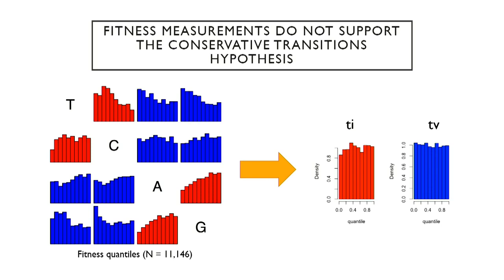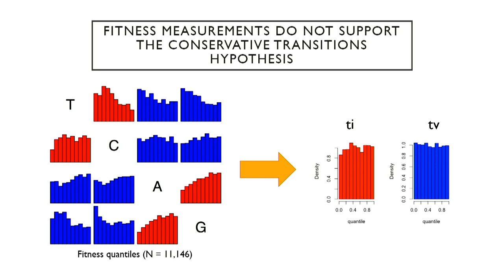So we gathered data from about 11,000 fitness measurements from deep mutational scanning studies, and they're aggregated together by fitness quantile. And so on the left, you see the 12 different nucleotide changes, and there's some subtle differences in the fitness distributions there. But when we aggregate them into transitions and transversions, there's basically no difference. All right? Transitions are not more conservative than transversions at the protein level. That's what high-throughput fitness data say.